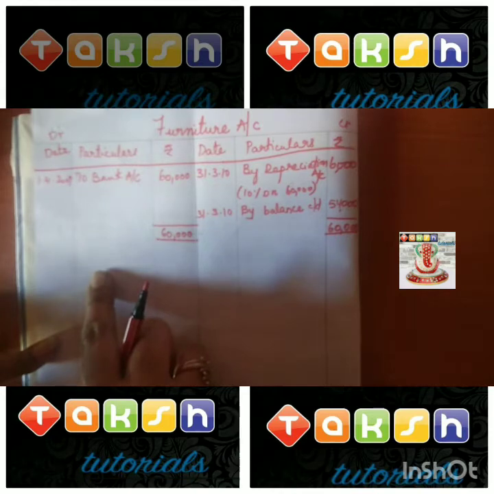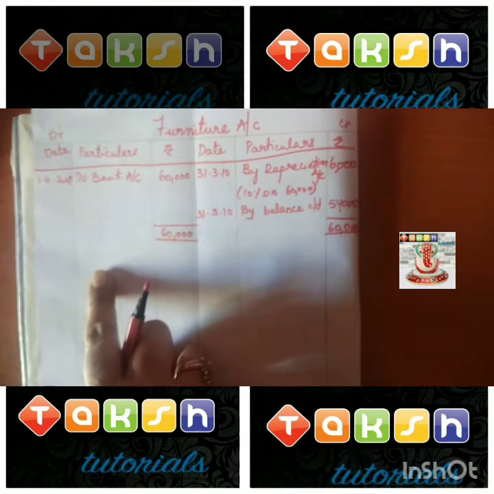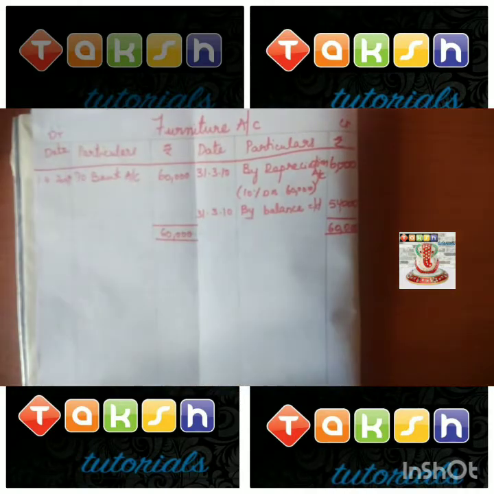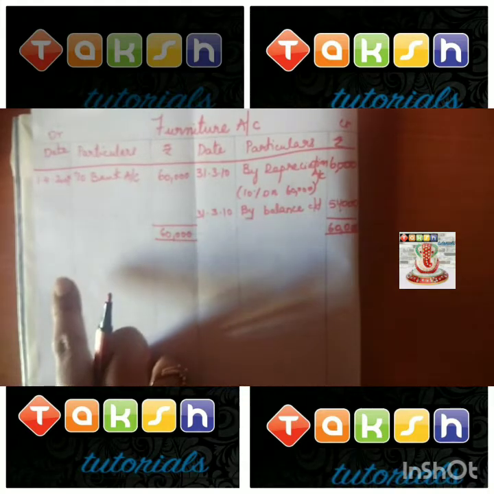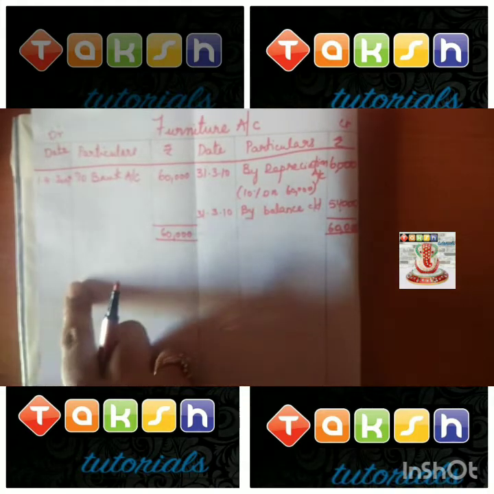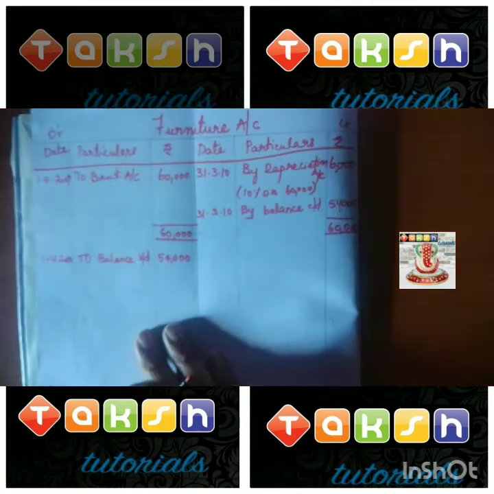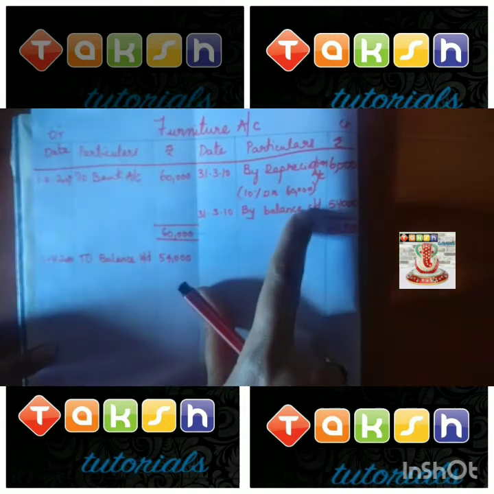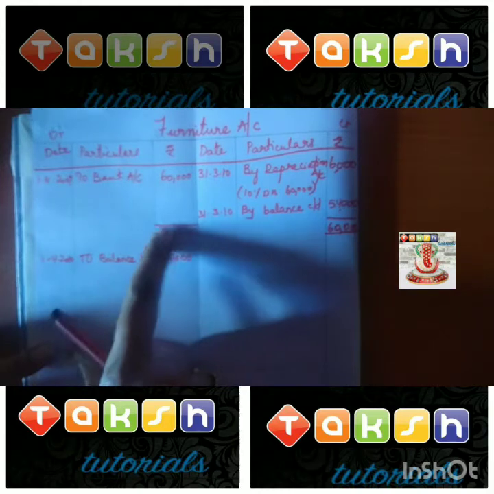In the question it is mentioned to show the depreciation amount for 3 years. So we have to calculate for 3 years. So we have finished for the first year. We'll do the same thing for the second year. So take down this balance. Now I have brought down the balance. So here it is by balance carried down. Here it is to balance brought down.